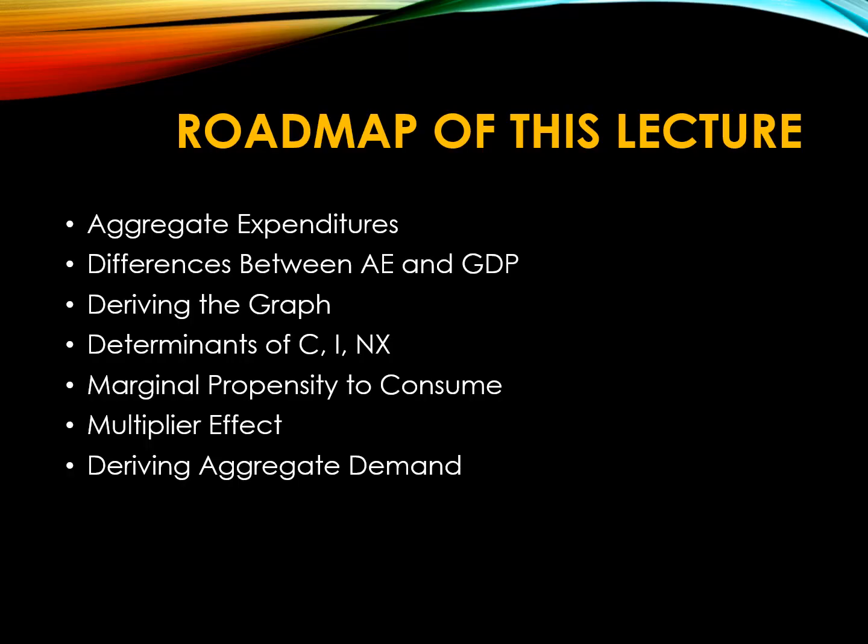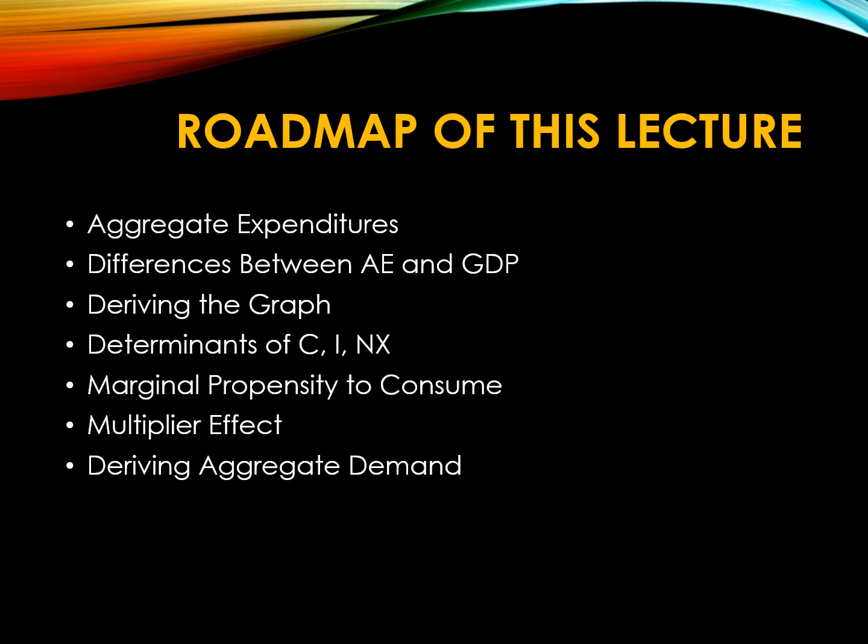To give you a roadmap of what we're going to discuss in this lecture, we're first going to define what aggregate expenditures are. We're going to talk about the differences between aggregate expenditures and gross domestic product, or GDP. We'll then derive the actual model and graph aggregate expenditures in the context of its relationship with GDP. We'll talk about the determinants of the components of aggregate expenditures, particularly consumption, investment, and net exports.